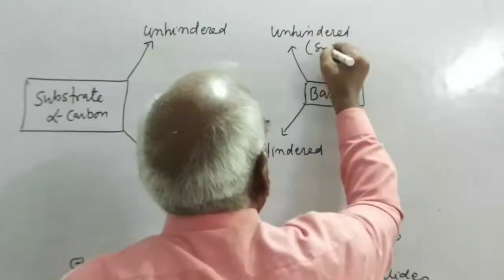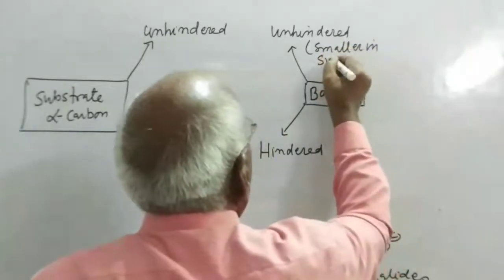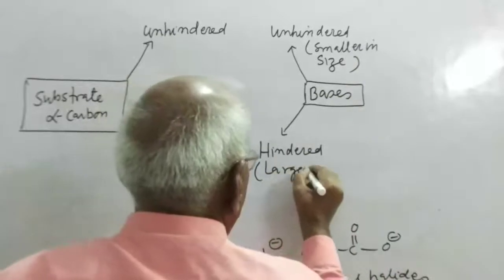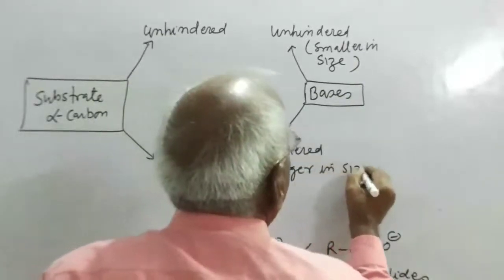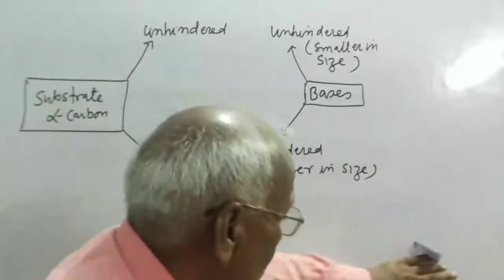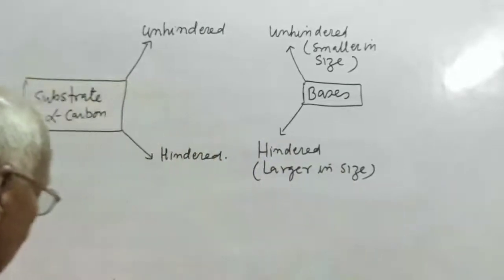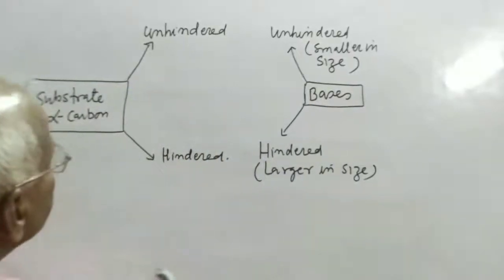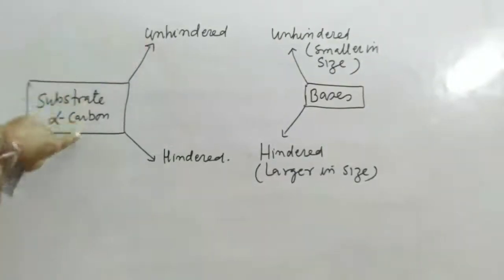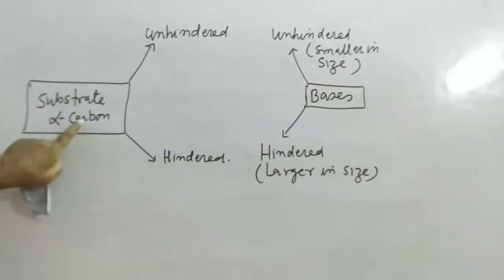Unhindered means smaller in size. Hindered means larger in size. On this basis, there are 4 categories or 4 cases, because substrates are of 2 types: one in which the alpha carbon is unhindered, and second in which the alpha carbon is hindered.